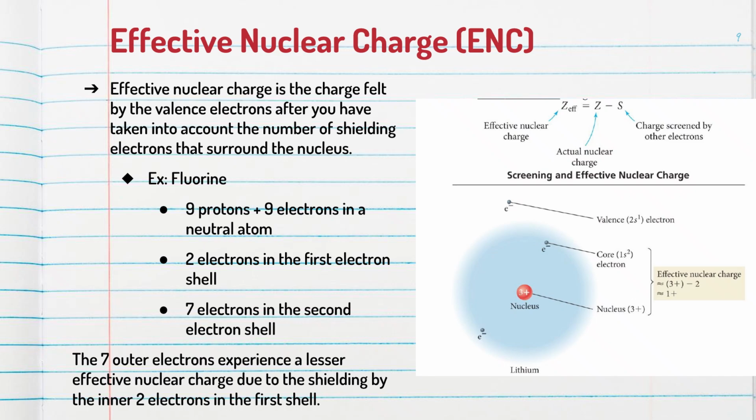So we can use our knowledge of shielding electrons to find the effective nuclear charge, or ENC. Effective nuclear charge is the charge felt by the valence electrons after you have taken into account the number of shielding electrons that surround the nucleus. If we look at fluorine, fluorine has 9 protons and 9 electrons in a neutral atom. There are 2 electrons in the first electron shell, meaning that there are 7 electrons in the second, or outer, shell. The 7 outer electrons experience a lesser effective nuclear charge due to shielding electrons in the inner electron shell. So we can take the actual nuclear charge, which is 9, minus the shielding by the other electrons to get our effective nuclear charge.